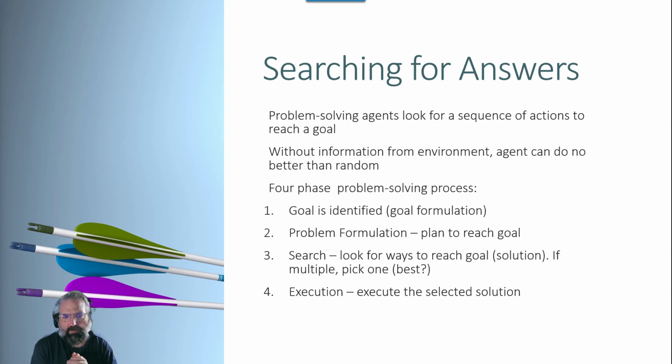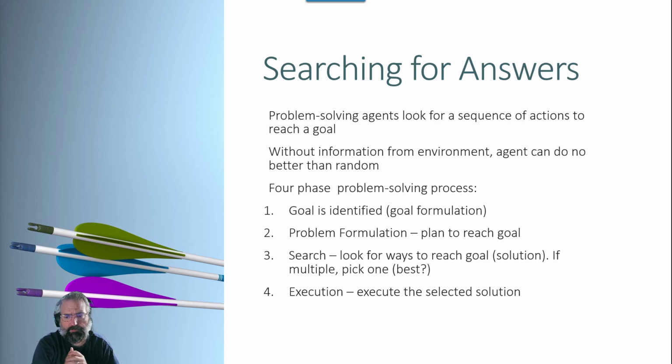So the idea of a problem solving agent is to look for a sequence of actions that enable it to reach a goal. And that sounds a lot like coming up with a plan, right? So recall, we've also talked about planning as the idea of coming up with a way to reach a goal. So you would use the combination of searching and planning to find a solution. Without information from the environment, an agent can't do any better than random. So it has to observe the environment. Otherwise, it's just rolling the dice and picking something to do.